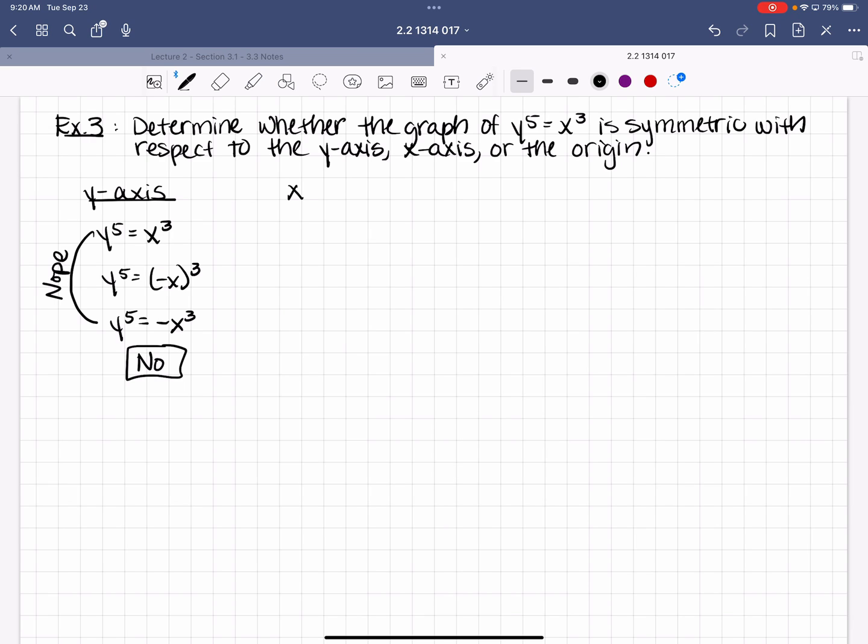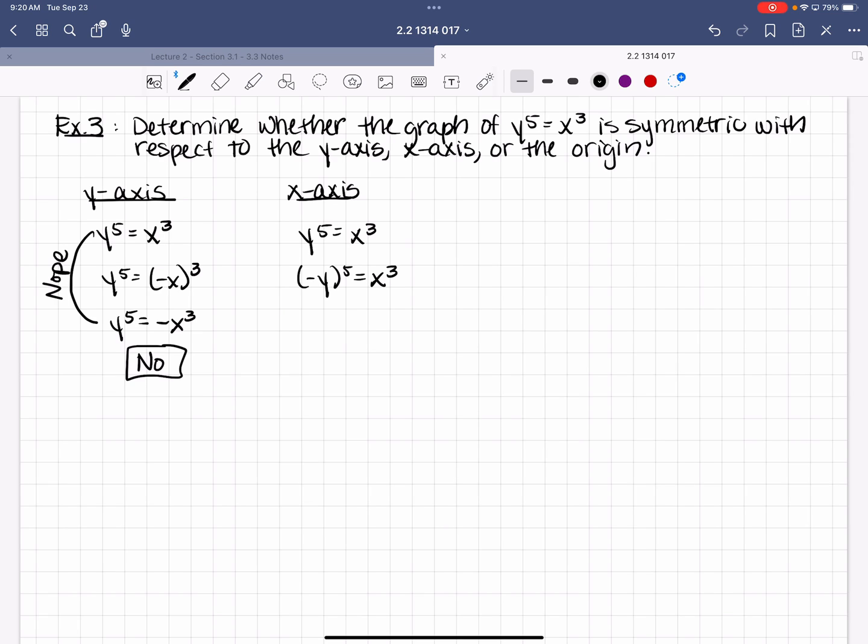Okay, x-axis. Once again, I've got y to the 5th equals x cubed. This time when I'm checking about the x-axis, okay, I change the sign of y. So I've got negative y to the 5th power equals x cubed.